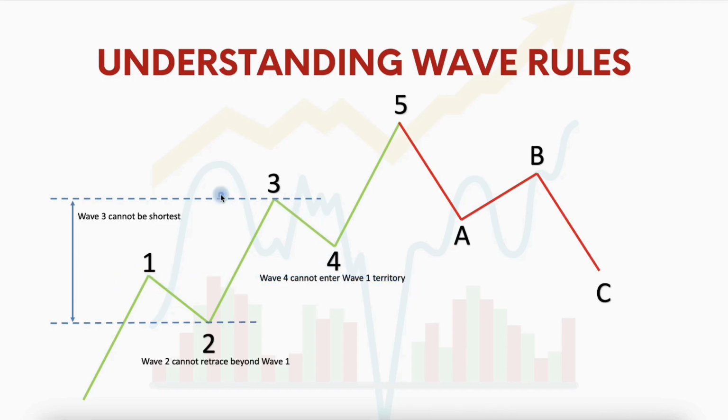And the third point is wave 3. So this is your wave 3 and this is the height of wave 3. It cannot be the shortest. Wave 3 will never be shorter than both wave 1 and wave 5. It can be shorter than one of them, but not both. And typically wave 3 is the largest of the 3. It's not a rule, but this is what generally happens. Let's jump to the charts and see how these waves actually look.